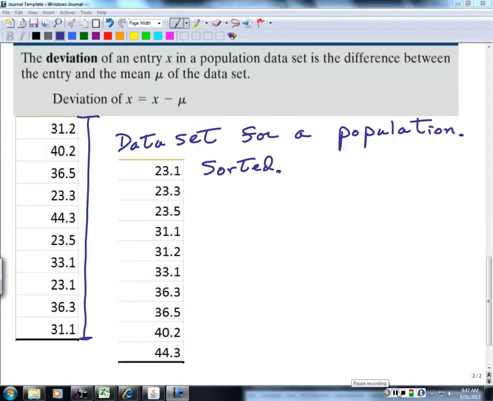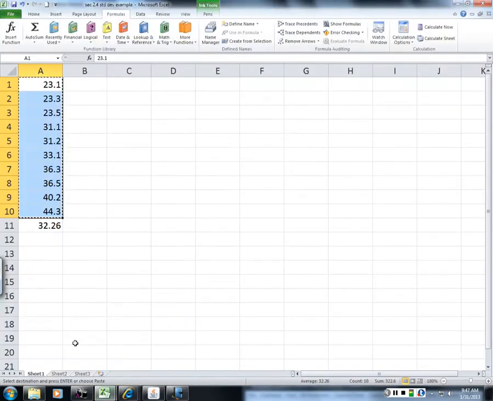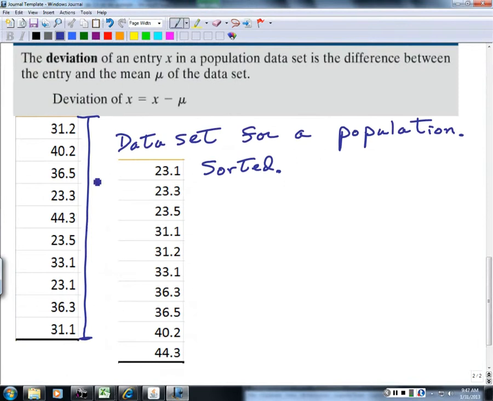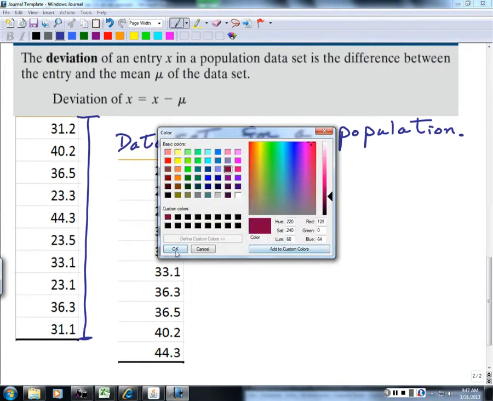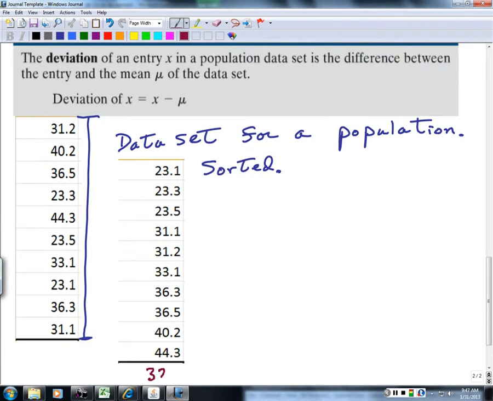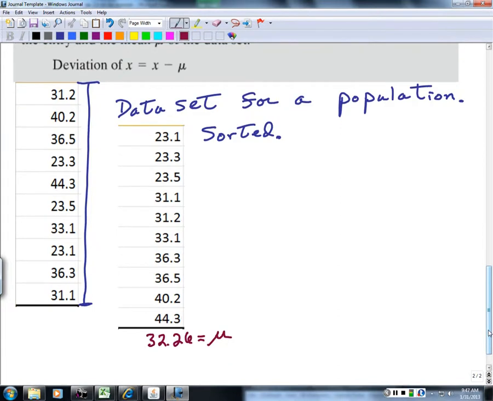We're back here now, and we know that the mean is 32.26. And we're going to write that down here, and I'm going to write it in a different color. So it's 32.26. And that's my mean, and we're going to use the Greek letter mu because it's a population. What symbol would we use if it was a sample? X bar. Good.